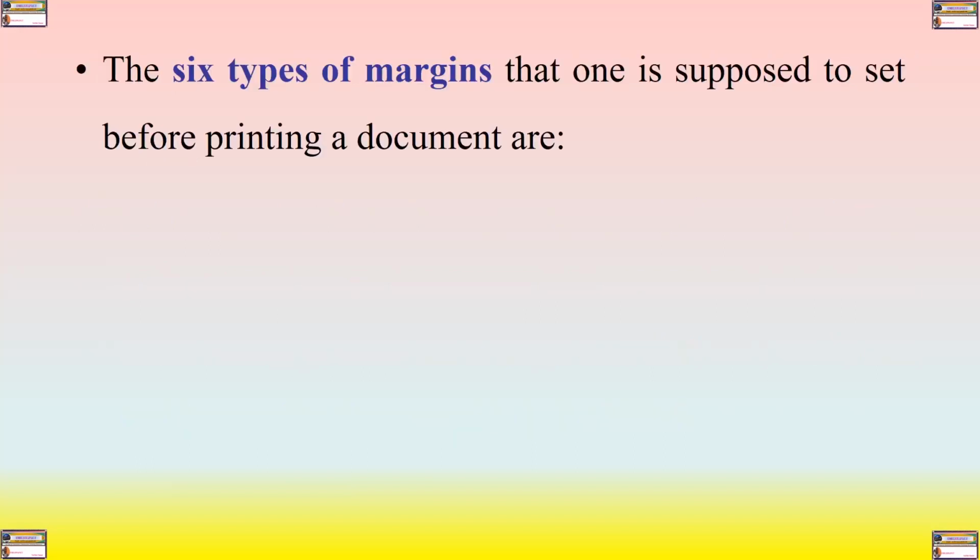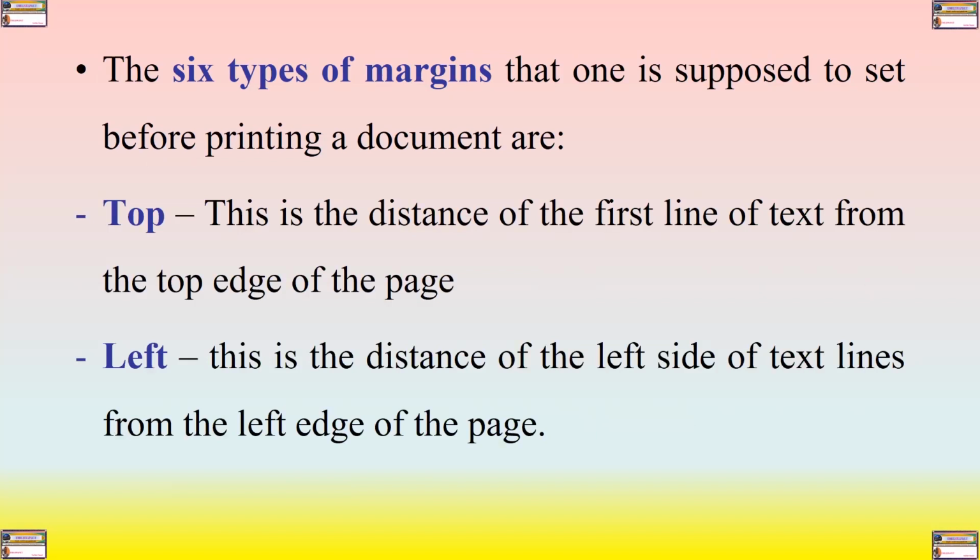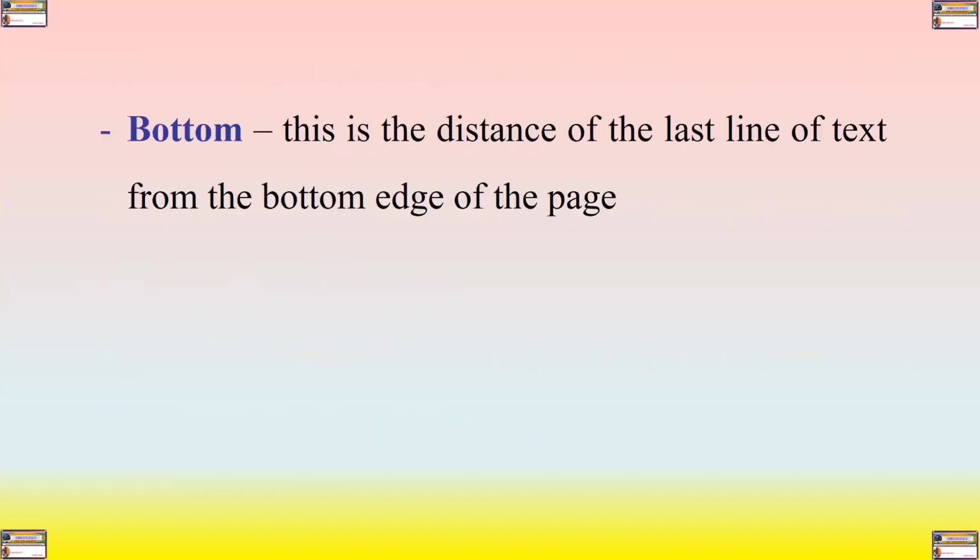The 6 types of margins that one is supposed to set before printing a document are: top margin. This is the distance of the first line of text from the top edge of the page. We have left margin, which is the distance of the left side of text lines from the left edge of the page. Then we have bottom. This is the distance of the last line of text from the bottom edge of the page.